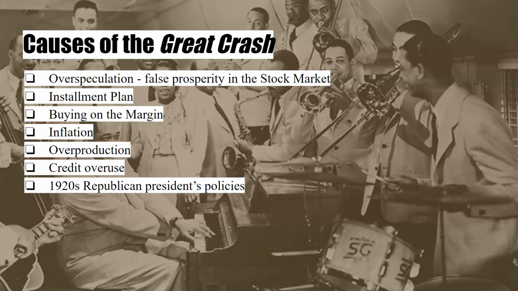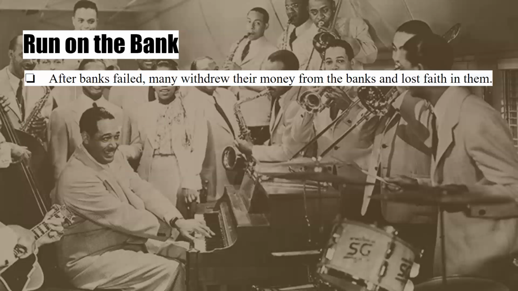Installment plan, buying on the margin, like I just said, inflation, overproduction. Farmers were producing a lot, and as we know from the Gilded Age, things could be transported easily, but that wasn't a good thing because it caused inflation. Credit overuse also was a thing. And 1920s presidents' policies, in my opinion, I can't say this as fact, they didn't have as much of a hold on the economy as they should have, which caused it to get out of control.